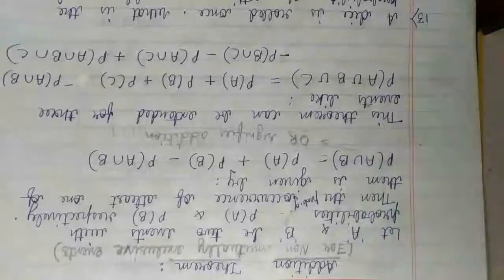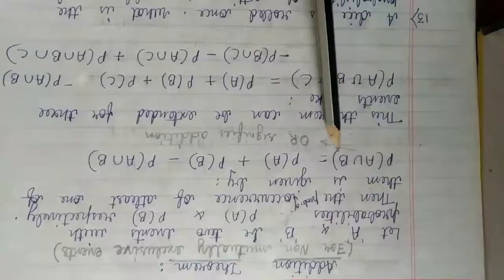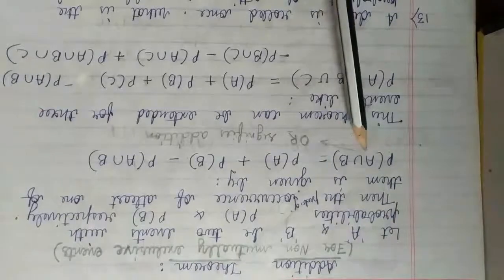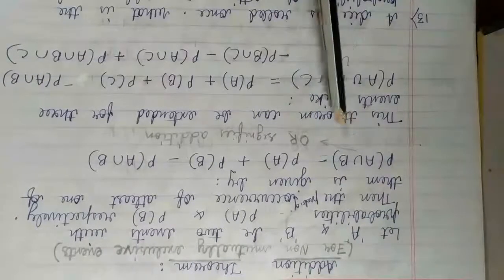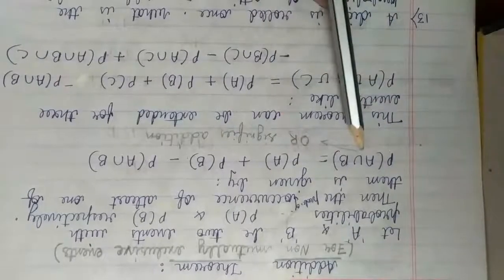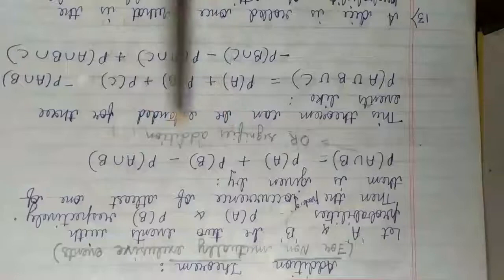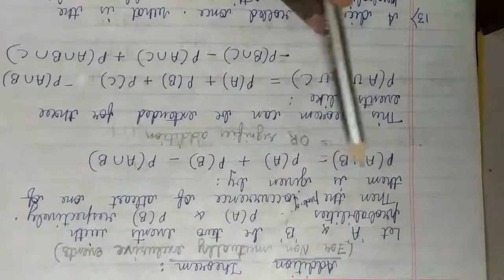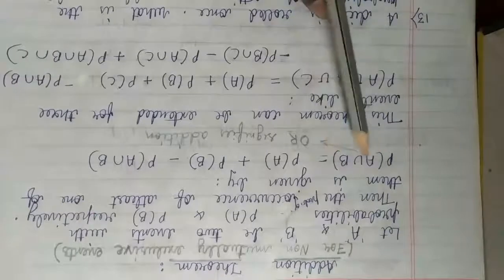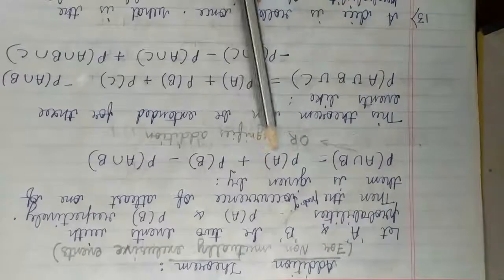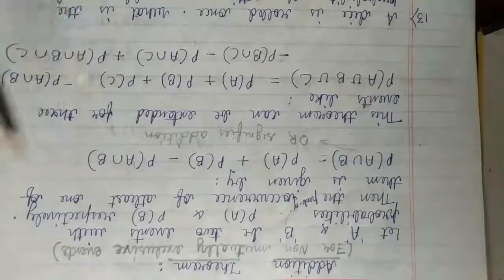And our addition theorem was like this. Probability of A union B, that is union. Union also signifies or. So whenever or this event happens, you have to use the sign union and it signifies addition. So that is why it is known as addition theorem. Probability of A union B is equal to probability of A plus probability of B minus probability of A intersection B.